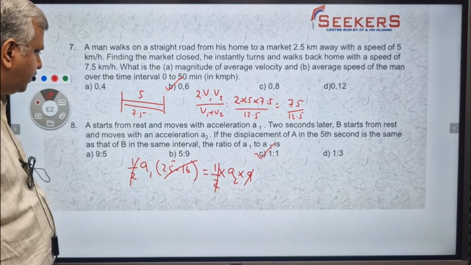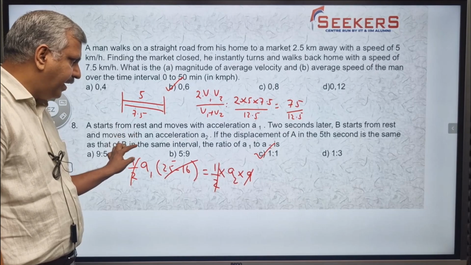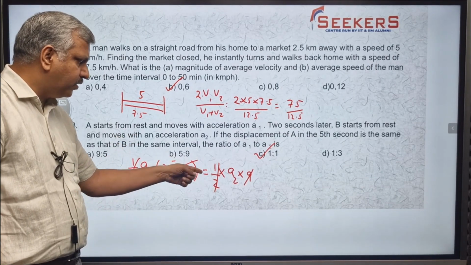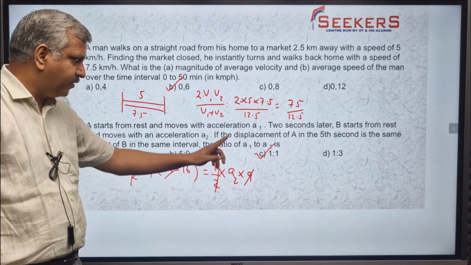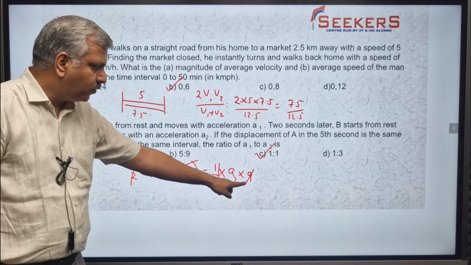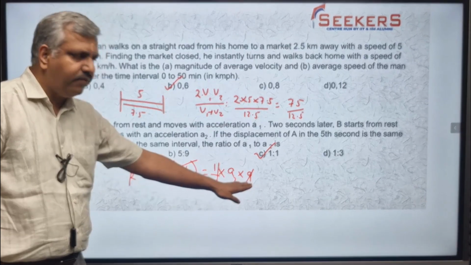So I hope you understand this. Distance travelled by A1 in the 5th second is equal to the distance travelled by A2 in 5 seconds. But he started after 2 seconds, so he has moved only for 3 seconds. So I have worked with 3.